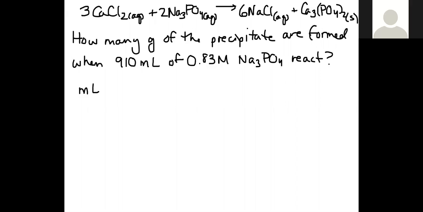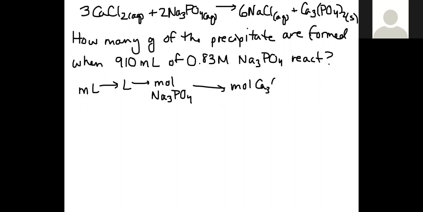So we're going to use mils to liters to moles of Na3PO4 to moles of Ca3(PO4)2 to grams of Ca3(PO4)2. So that's my unit math. Any questions on how I got that?